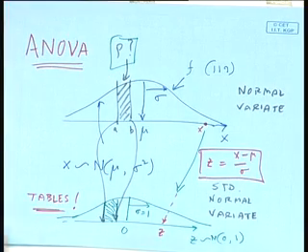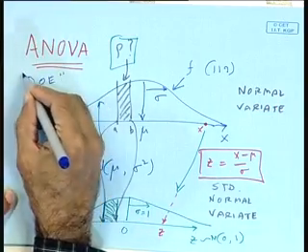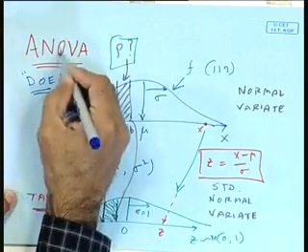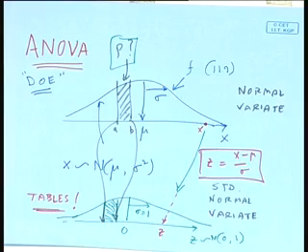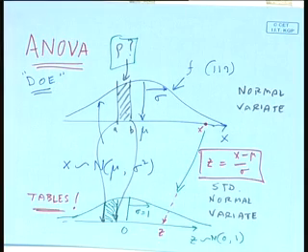Much later, I will be discussing a technique called design of experiments, DOE. DOE is a statistical technique which uses a data analysis method called ANOVA, by which it finds out, if there are multiple factors affecting a particular process, which of these factors really has a significant effect on the final process. That is done using the DOE scheme and the ANOVA data analysis procedure.